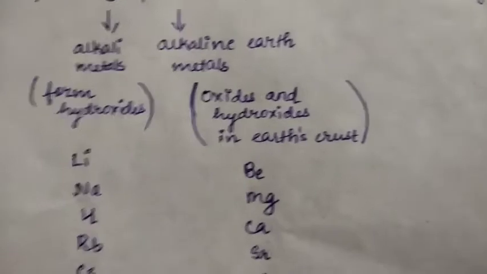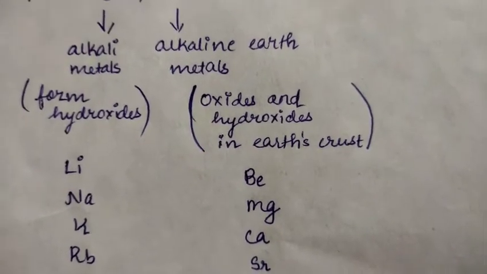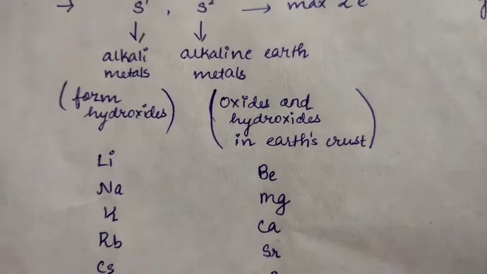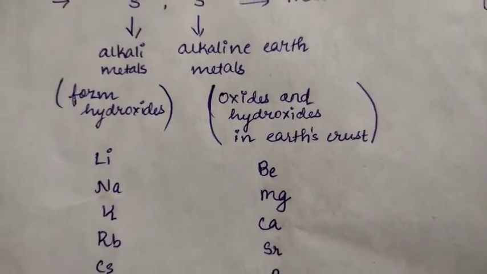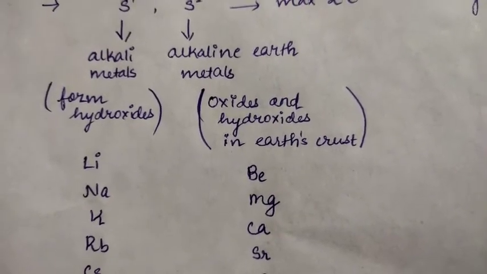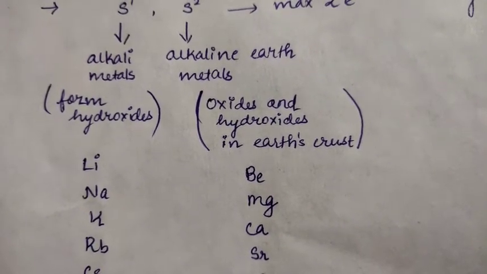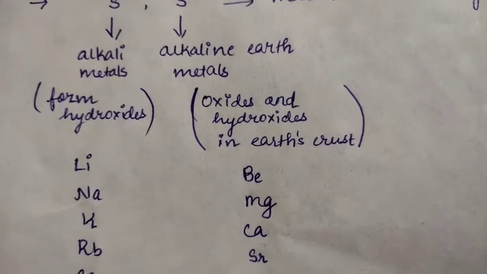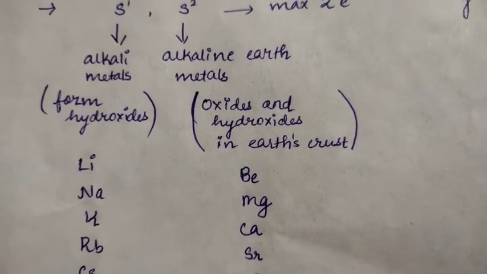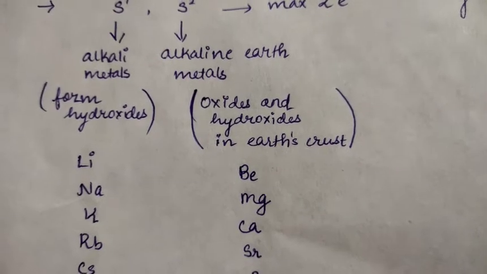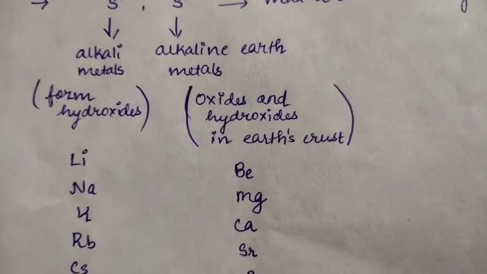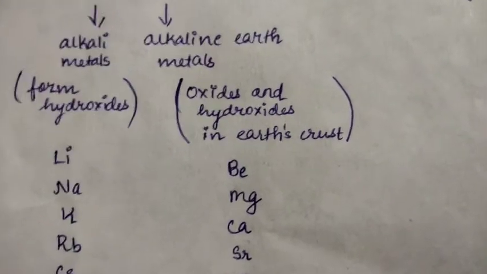You can see here I have written for alkali metals. Why are these known as the alkali metals? Because those elements can form hydroxides, like sodium hydroxide, right? They form hydroxides and are basic in nature. The alkaline earth metals can also form oxides and hydroxides, but they are obtained in the earth's crust, they are obtained naturally. So these are known as the alkaline earth metals.